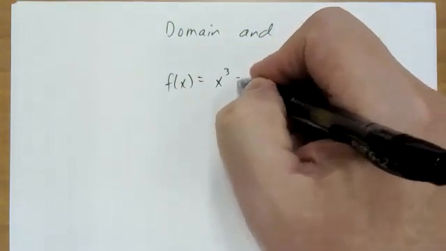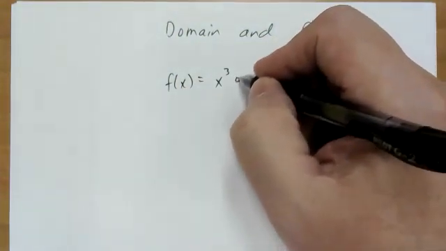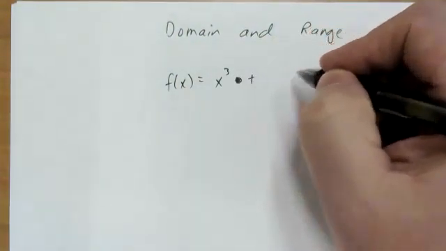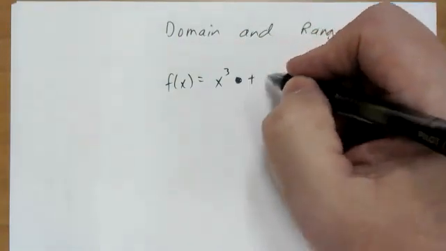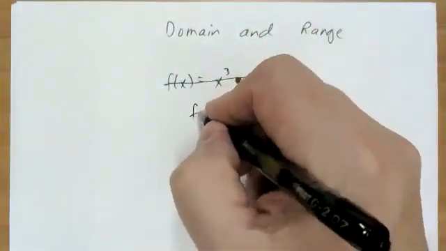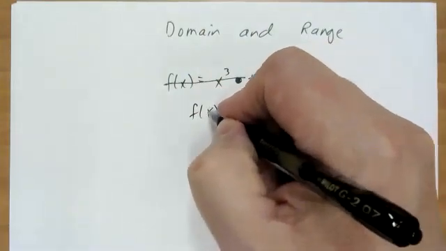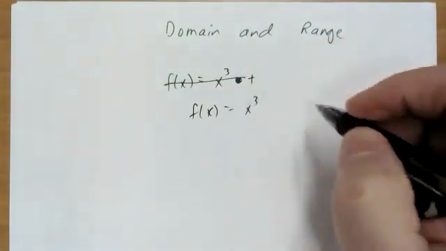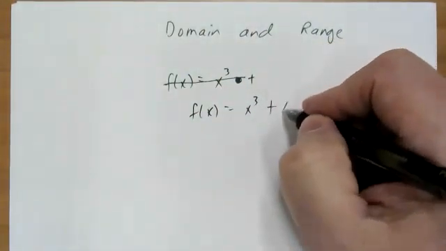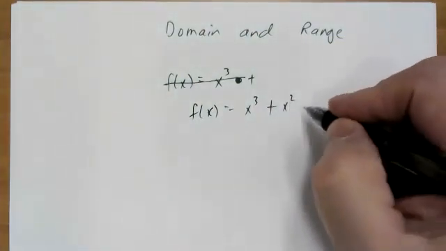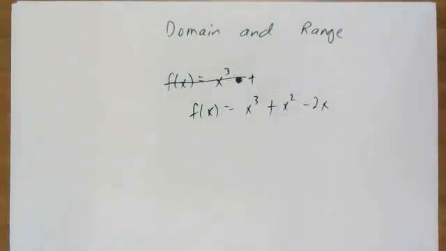F of x equals x cubed plus, start this again, f of x equals x cubed plus x squared minus 2x.